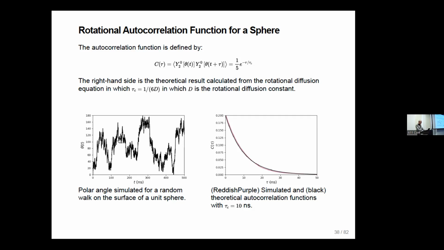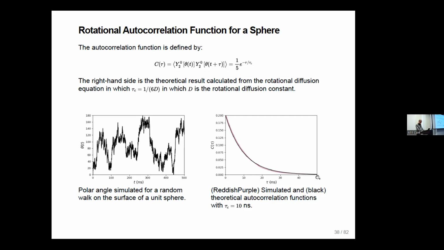So for a given, here's time. So I pick a time t plus tau. I calculate the spherical harmonics at those two times, multiply them together. Then I pick another time, add tau to that, do it again. So there's lots of combinations. If tau is 1 nanosecond, right, I have 500 copies that I'm showing you here of a given time and 1 nanosecond later. And then I average up all those combinations.